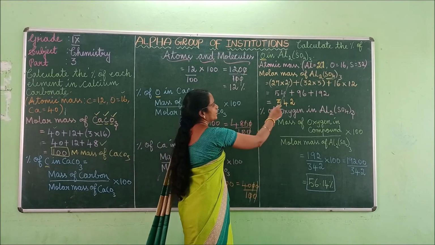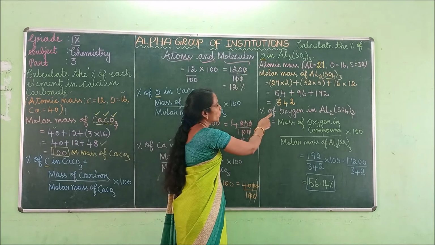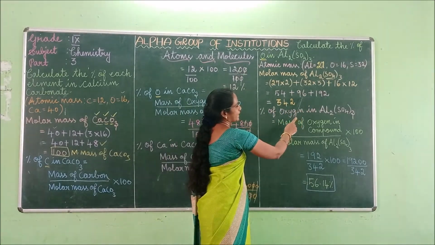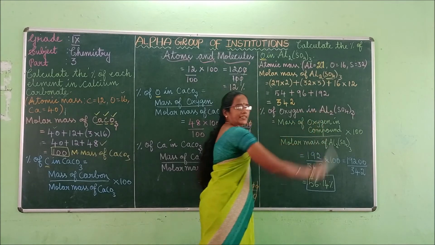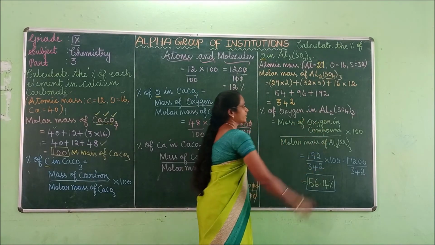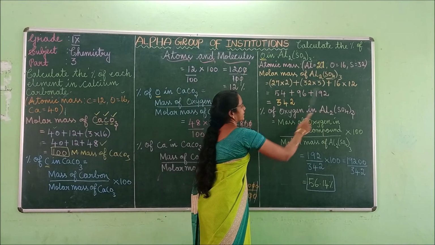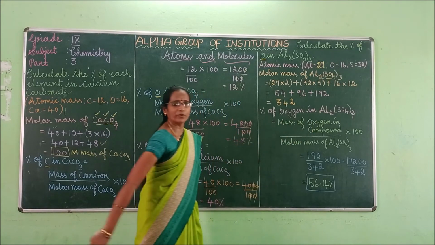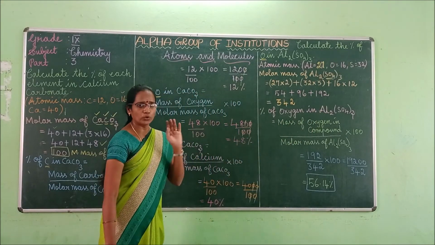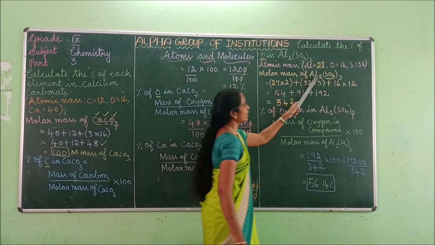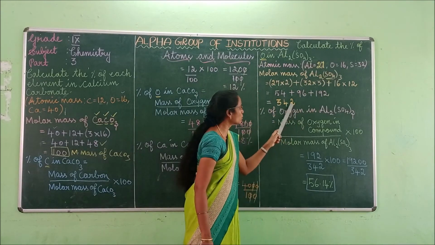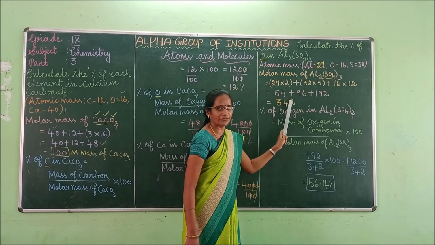So 27 into 2 you will get 54. 32 into 3 you will get 96. 16 into 12, the answer is 192. If you add these, you will get 342. So now you know the molar mass of aluminium sulfate. This is the molar mass of aluminium sulfate, right?